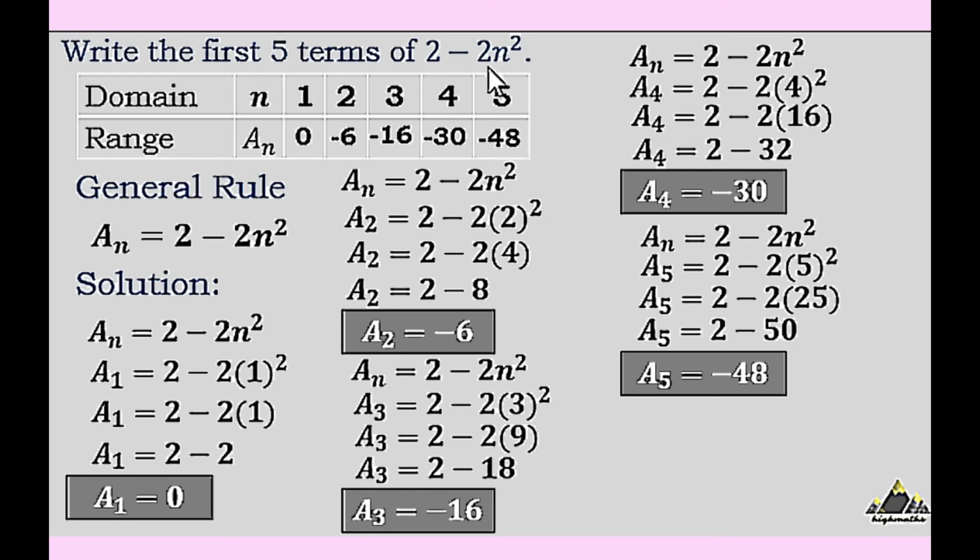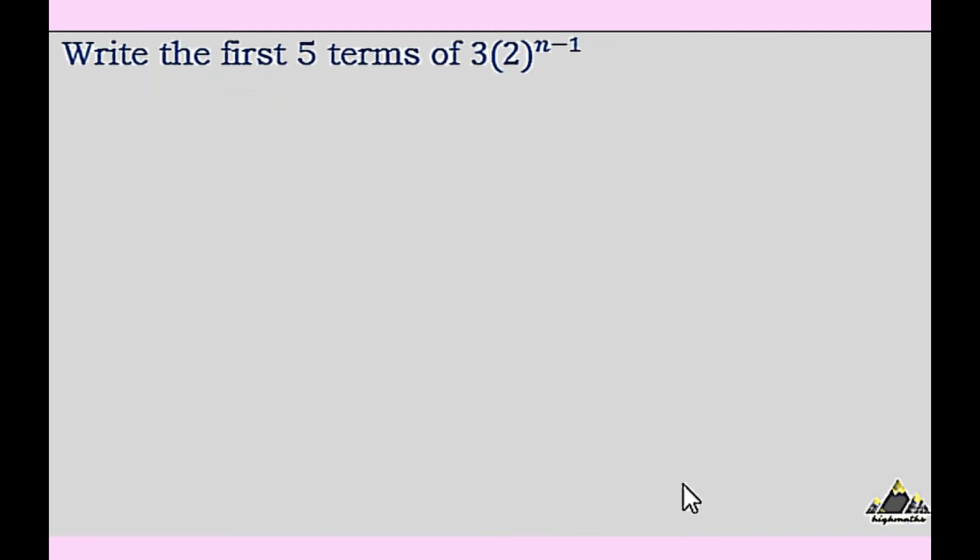So, from the problem, write the first 5 terms of 2 minus 2n squared. That is 0, negative 6, negative 16, negative 30, negative 48. Now, how about if we are to write the first 5 terms of 3 times 2 raised to the power of n minus 1. You can try solving this. Pause this video for a while and come back here to check your answers.